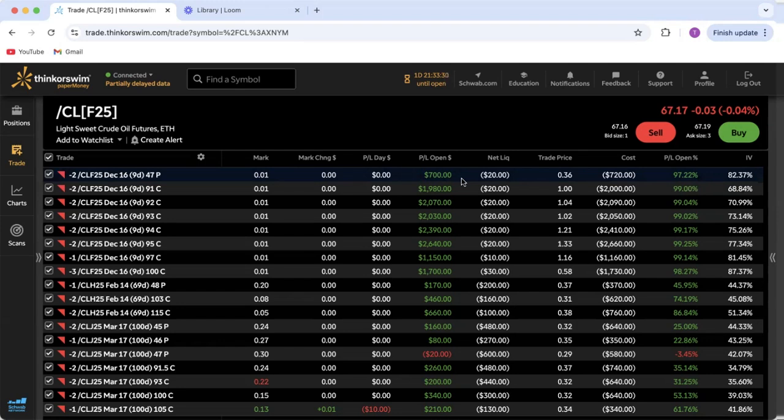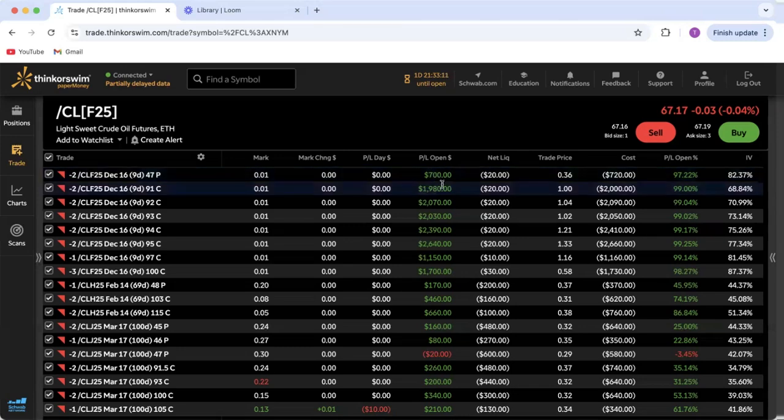Okay. Theoretically, 9 days, could the thing go haywire? This is a 47 put, it's sitting at 67. So could the price of crude oil drop $20 in the next 9 days? It could. I mean, anything's possible. Chances are it won't, but it could.